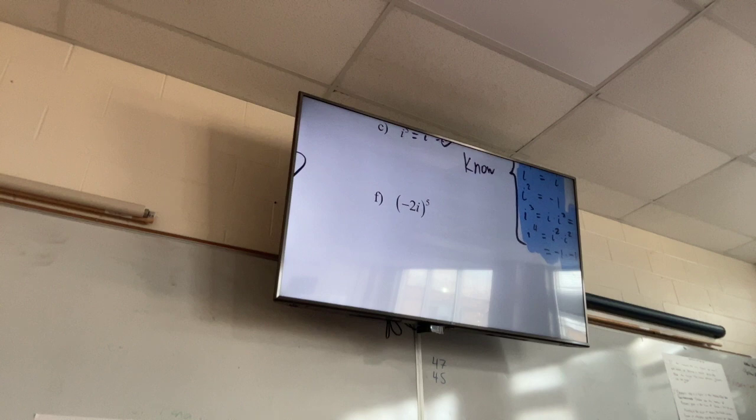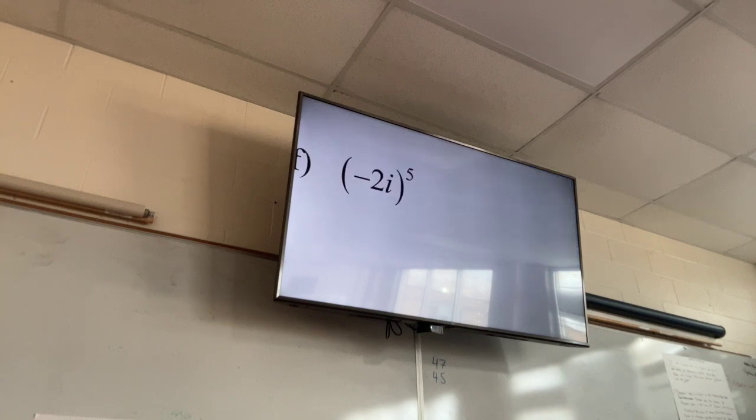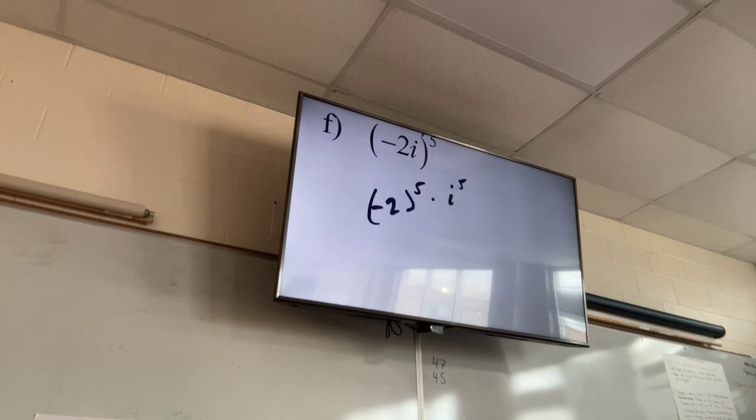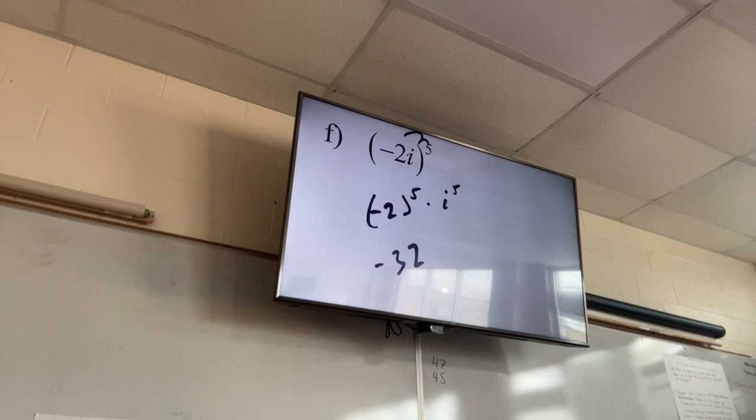All right, F, right? You actually have to distribute that 5, because there's a times symbol here, you do distribute the exponent, so it becomes negative 2 to the 5 times i to the 5. What's negative 2 to the 5? Negative 32. i to the 5 becomes i to the 1, or just i. All right?